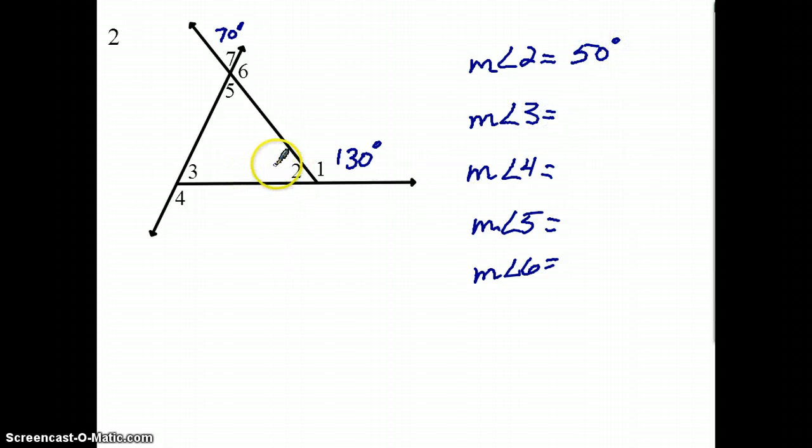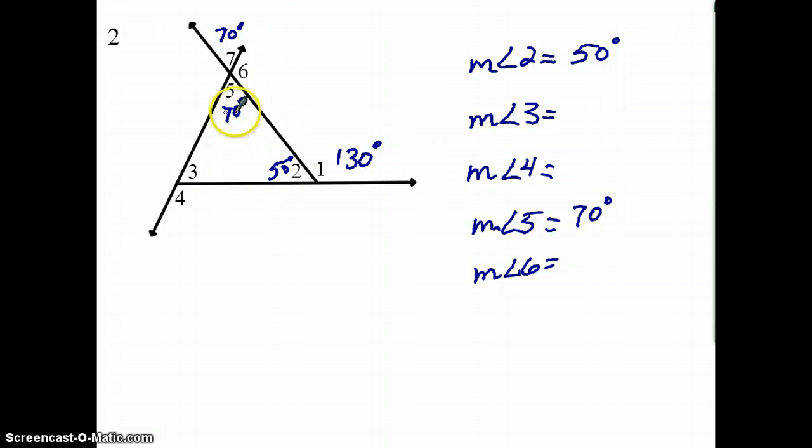Okay, well, if this is 50 degrees, we can take a look at angle 5 and angle 7. We know that they're vertical angles, so angle 5 has to be the same as 7, so that's 70 degrees. Okay, so angle 5, 70 degrees.